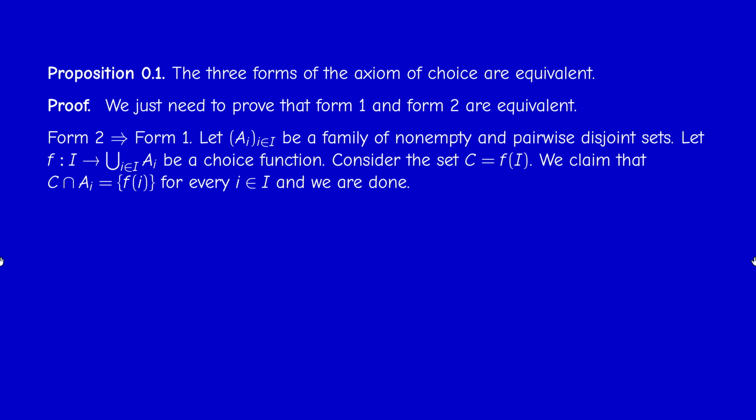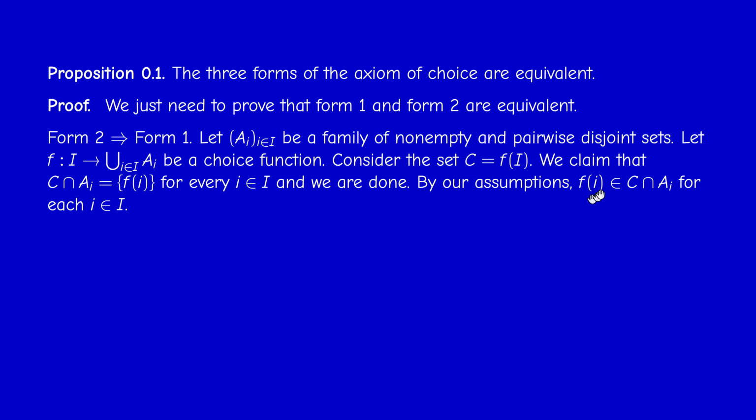So this set C intersects each A_i in a singleton, just in one element. Okay, how do you prove this identity? Double inclusion. So I have to prove two things. We have to first take an element. First inclusion: the other way around, f(I) is contained in the intersection, and conversely, the intersection is contained in f(I).